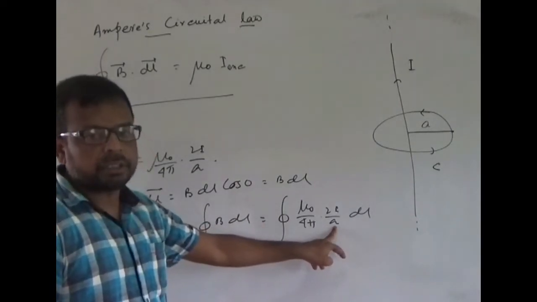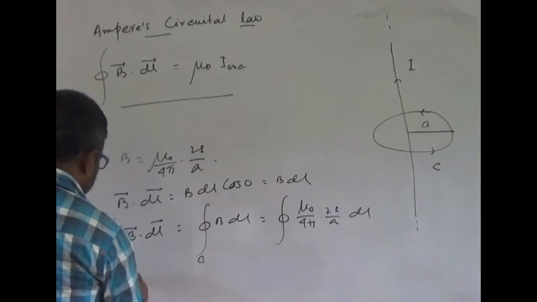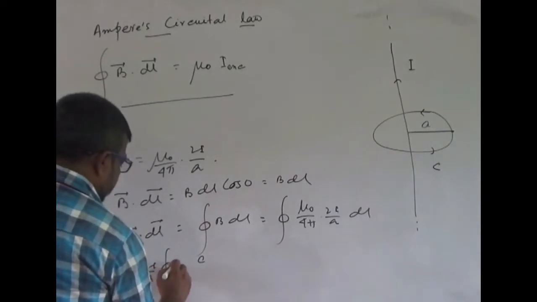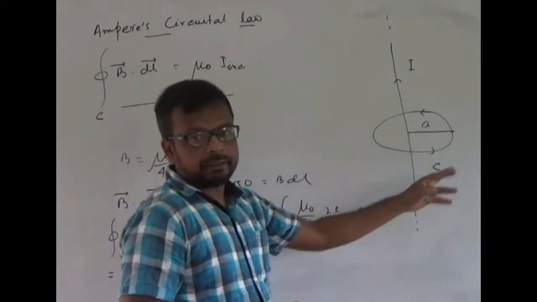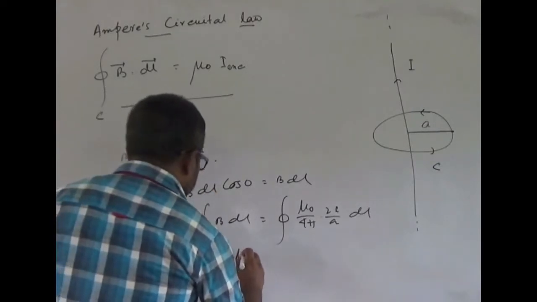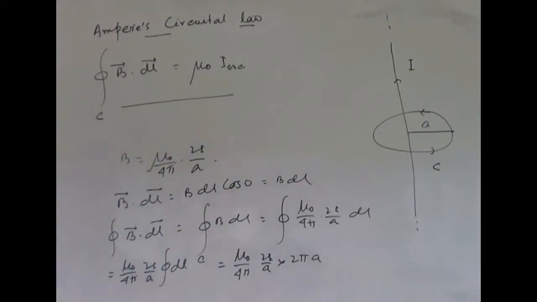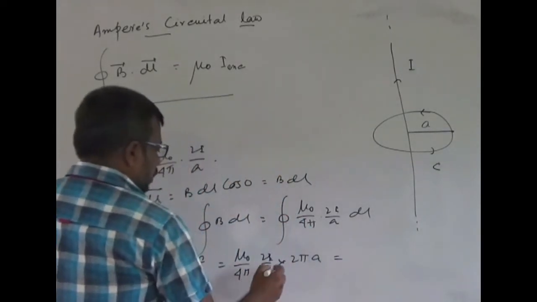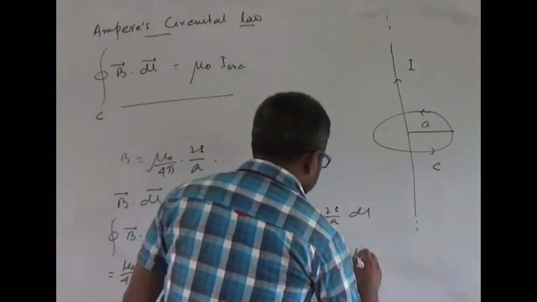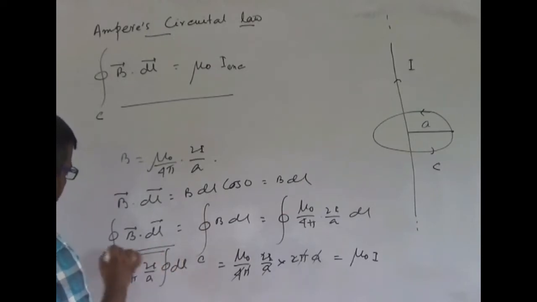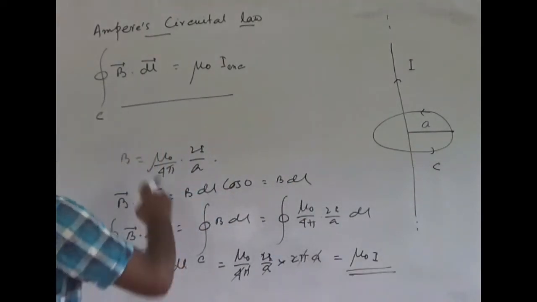Now see here, a is the radius of the circular path, constant, I is the current, constant, mu naught is constant, 4 pi is constant. All can be taken outside the integration. We get mu naught by 4 pi, 2I by a, closed integration of dl, and closed integration of dl is the total length of the path, which is the circumference of the circular path, that is 2 pi a. Now a cancels out, pi cancels out, 2 and 4 and 4 cancel out. That's why we get mu naught into I. Now closed integration of B dot dl over the path C is equal to mu naught I, where I is the total current enclosed by the path C, which is Ampere's circuital law.